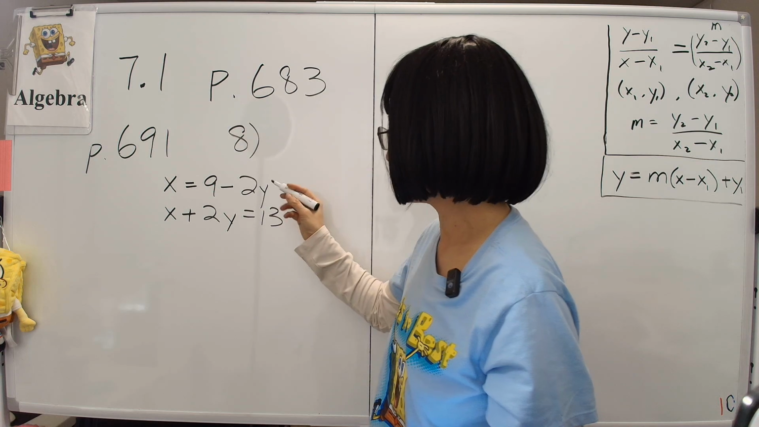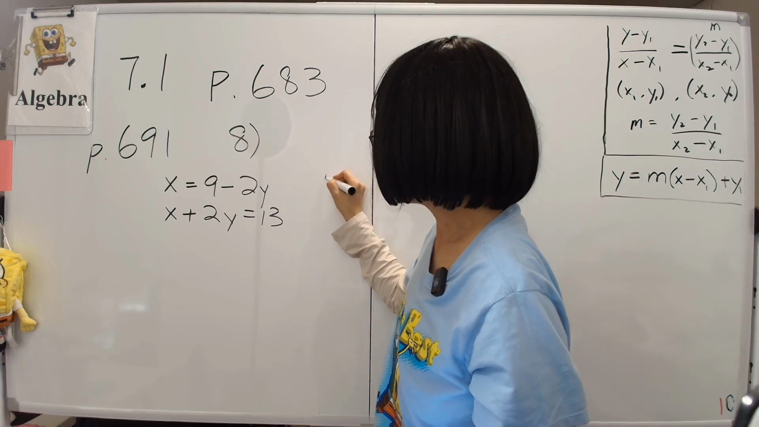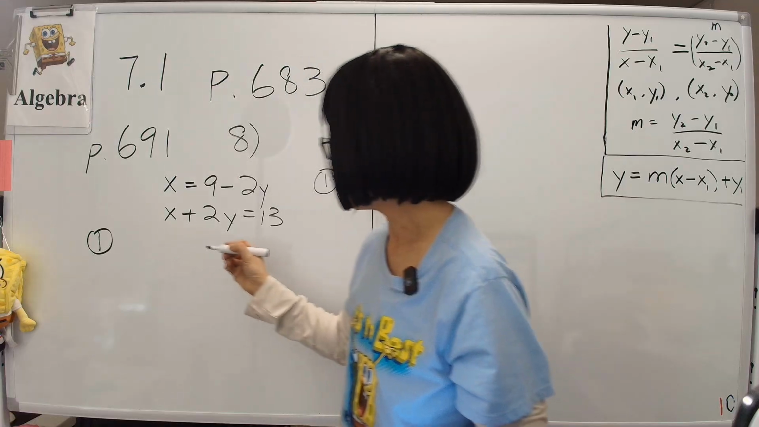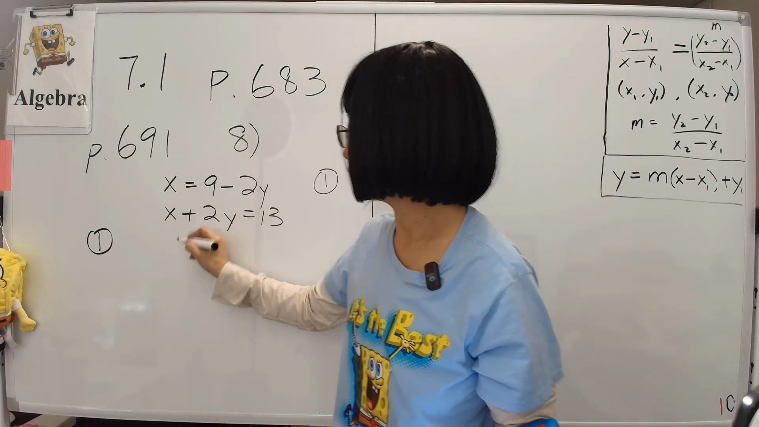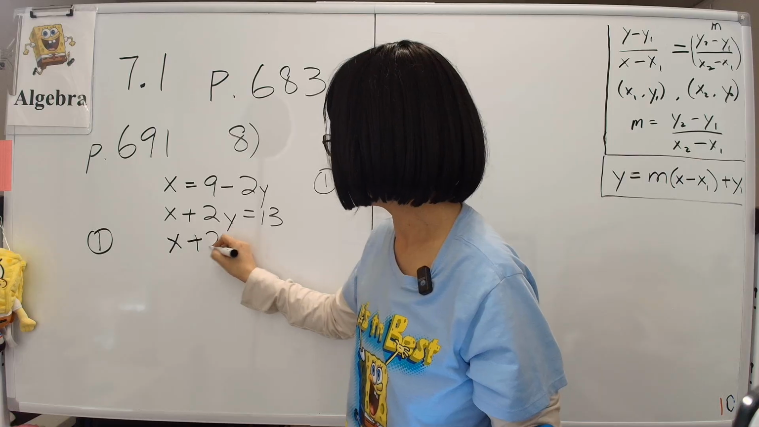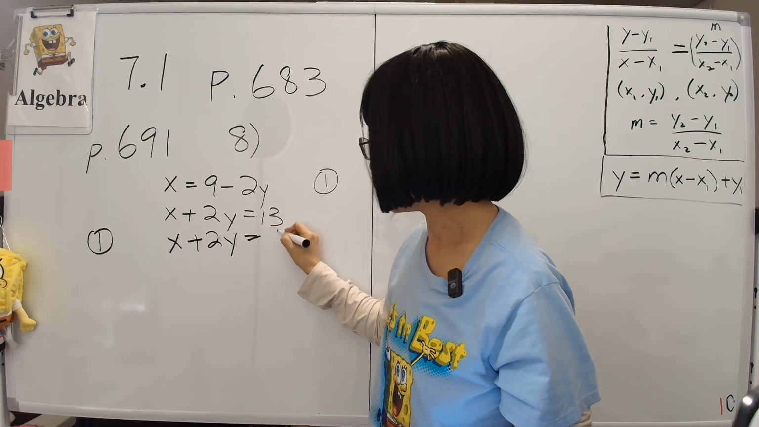Now let's look at equation 1 more closely. If we rewrite equation 1 down here, I'm going to rewrite it. Okay, that would be x. Move the y to this side, so we will have x plus 2y equals 9, right?